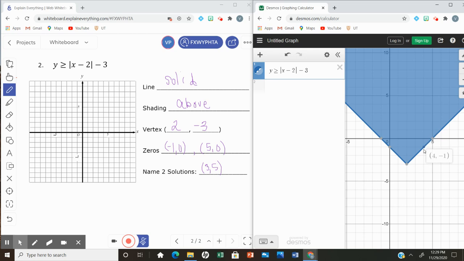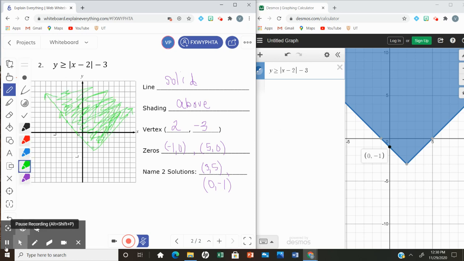Let's see if I can find something for you. Right there, there's a nice decimal, or anything down here. You can also pick the y-intercept, 0, negative 1. Again, endless possibilities. So I'm going to go ahead and pause and get this graphed over here in your notes for you.